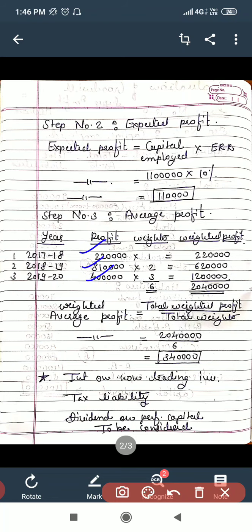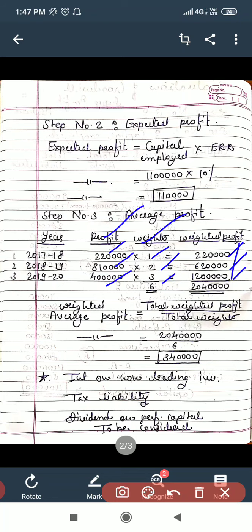Now, to calculate the weighted average profit, you want year, profit, weights and weighted profits. The years are 2017-18, 18-19 and 19-20. The profits which we have calculated are 2,20,000, 3,10,000 and rupees 4 lakhs. The weights are 1, 2 and 3. How will you calculate the weighted profit? Profit multiplied by weights: 2,20,000 multiplied by 1 gives 2,20,000, 3,10,000 into 2 gives 6,20,000, and 4 lakhs into 3 gives 12 lakhs.